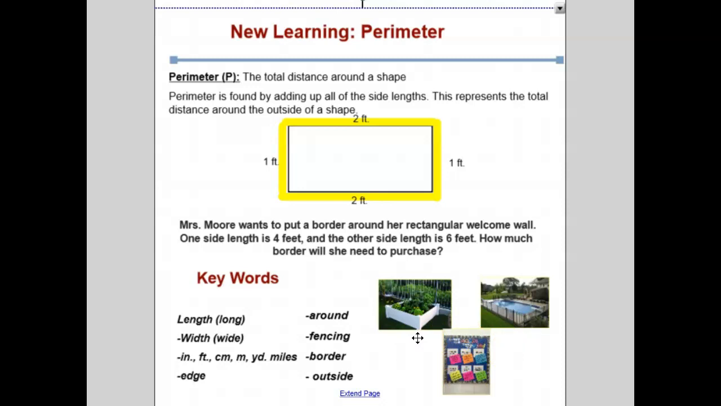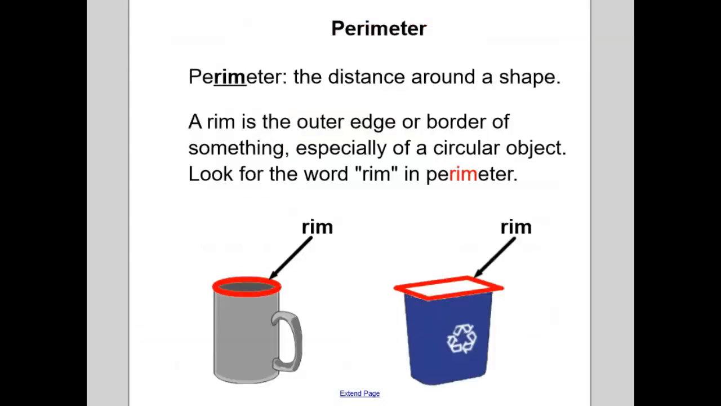Keywords that tell you a problem is a perimeter problem are words like length, width, inches, feet, centimeters, meters, yards, miles, edge, around, fencing, border, or outside, because perimeter applies to only the outside of a shape. It's the total distance around the outside of the shape. That's why I highlighted just the outside of the shape, because the outside of the shape is the perimeter.